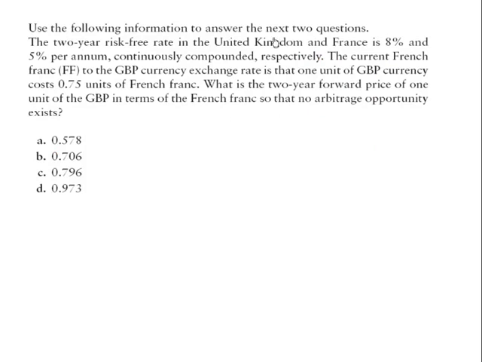Using the following information, answer the next two questions. The 2-year risk-free rate in the United Kingdom and France is 8% and 5% per annum, continuously compounded respectively. The current French franc to the GBP currency rate is that 1 unit of GBP costs 0.75 units of French franc. So 1 GBP is equal to 0.75 units of French franc. What is the 2-year forward price of 1 unit of GBP in terms of French franc so that no arbitrage opportunity exists?